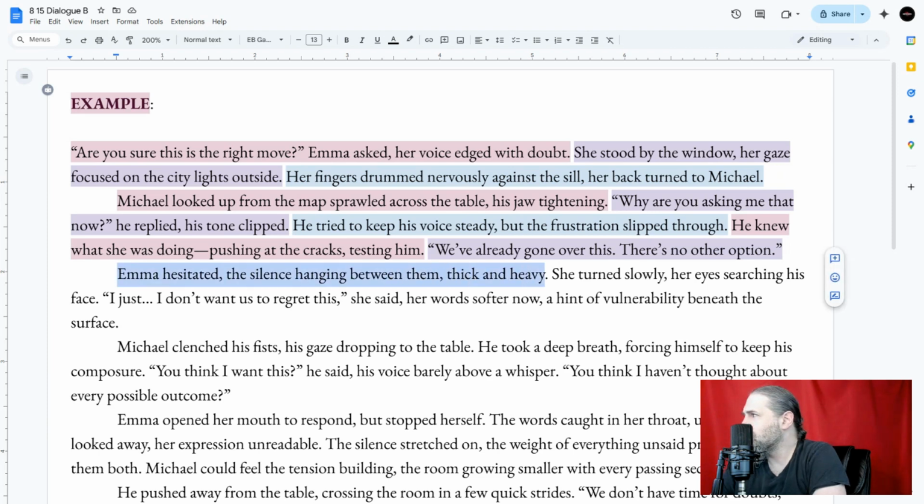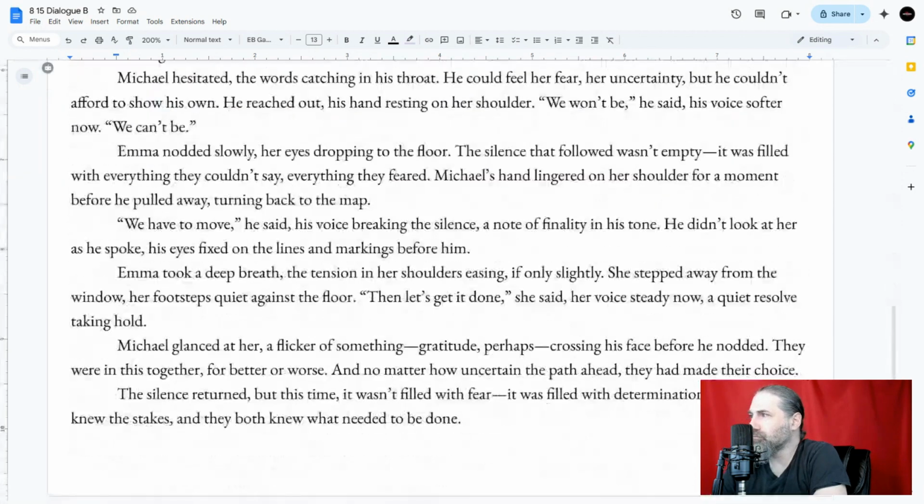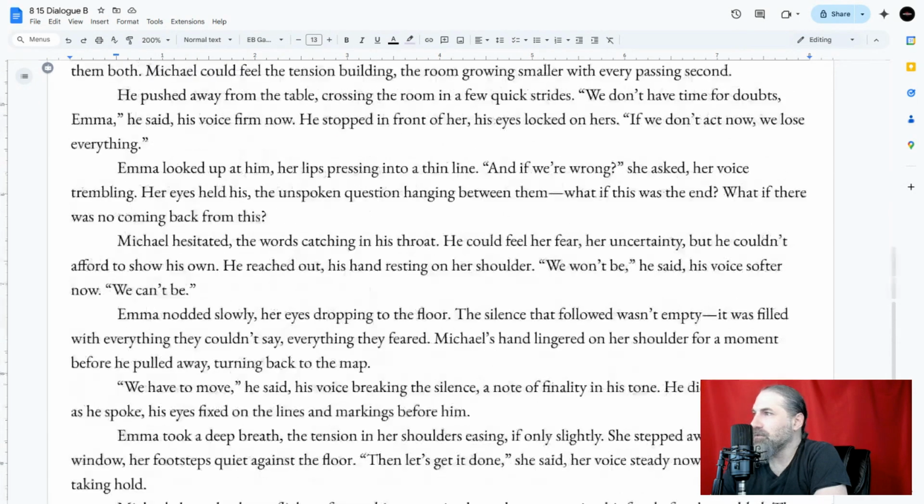Anyway, with that said, let's just look at this last paragraph. "Emma hesitated. The silence hung." Well, that's literally a moment of silence. "She turned slowly, her eyes searching his face." And then, "I don't want us to regret this," she said, her words soft now, a hint of vulnerability. So there's a lot going on. There's some action, there's some hesitation. We're reflecting some real life speech patterns. "I don't want us to regret this." Anyway, all right. So there you go.